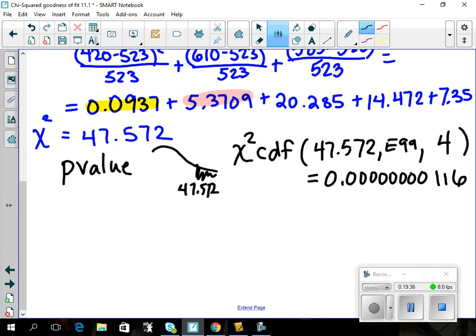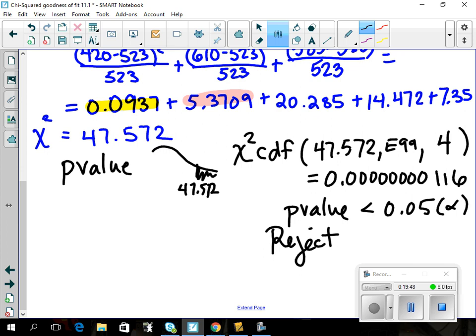So for time's sake, let's just say the p-value is less than 0.05, which is our alpha, right? What are we going to do? Reject the null. Therefore, we can say what in context? The color distribution of Trix cereal is not uniform. Well, we have evidence to suggest that anyway. We can't say for 100% sure, right? So we have evidence to suggest that the color distribution is not uniform.